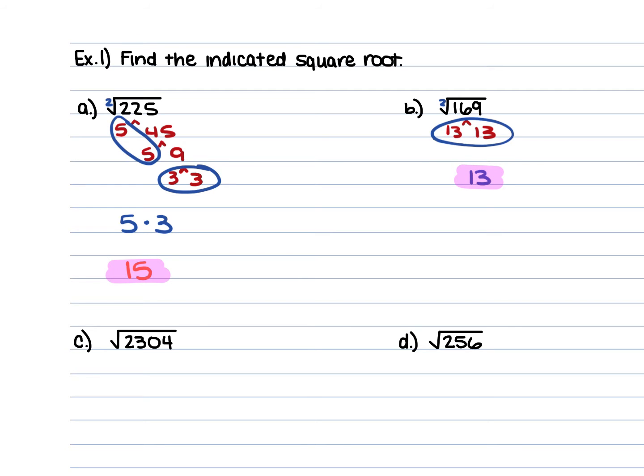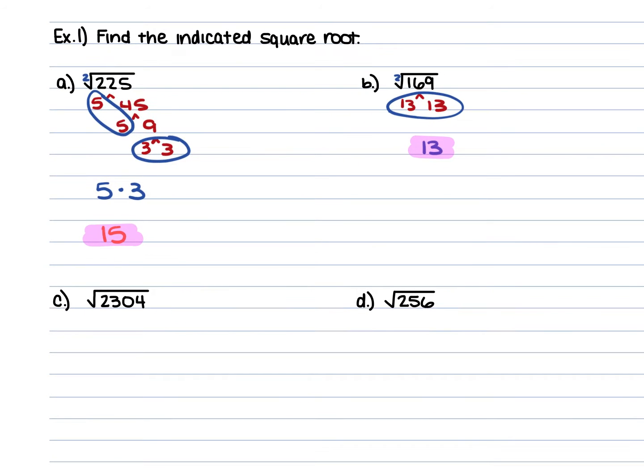For example C, we have the square root of 2,304. So this one, we see that it's an even number. So I'm just going to divide it by 2 to start with. So 2 goes into 2 one time, 2 goes into 3 one time with 1 left over, 2 goes into 10 5 times, 2 goes into 4 twice. This is also an even number, so 2 is going to go into it evenly. 2 goes into 11 5 times with 1 left over, 2 goes into 15 7 times with 1 left over, 2 goes into 12 6 times.